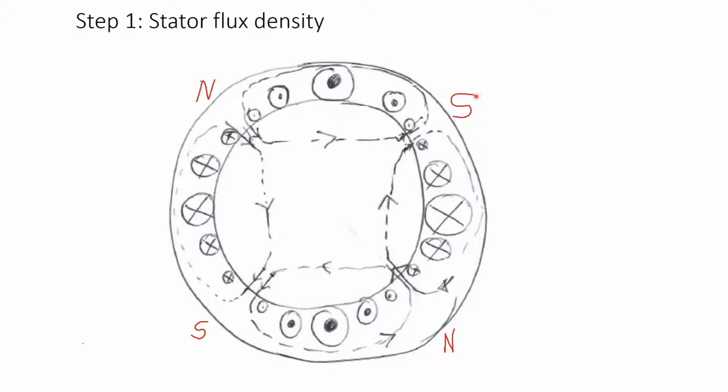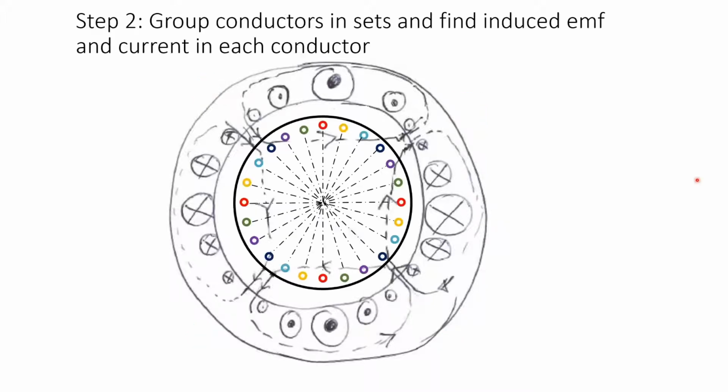So after writing the function for stator flux density, in the next step we will find the induced EMF and current in each conductor of the rotor due to stator flux density which is rotating in space. So now I have shown you the rotor which has 24 conductors.